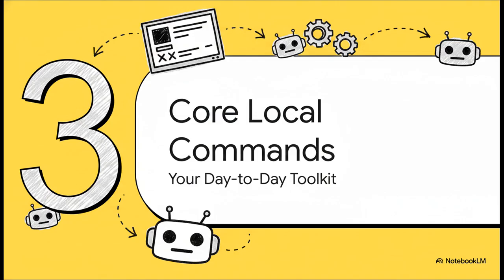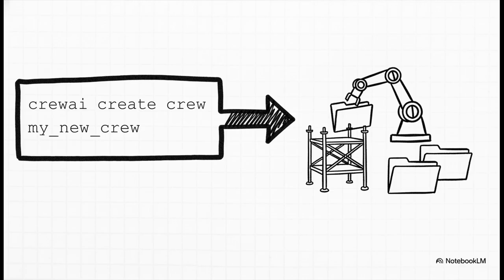So, with the CLI installed, it's time for the fun part. Let's dig into the core local commands. Think of these as your day-to-day toolkit for building and running your crews right on your own machine. Every new project has to start somewhere, and for us, it starts right here with the create command. With this line, we're basically telling the CLI, hey, create a new project, make it a crew, and let's call it my new crew.